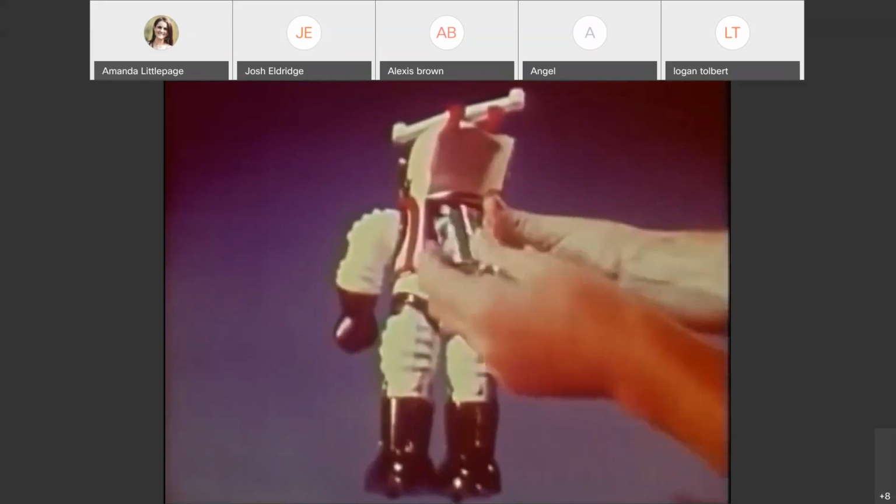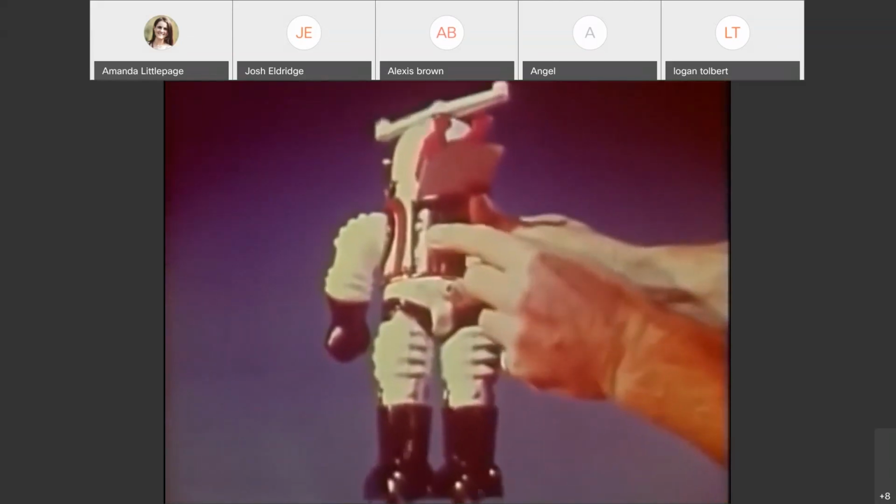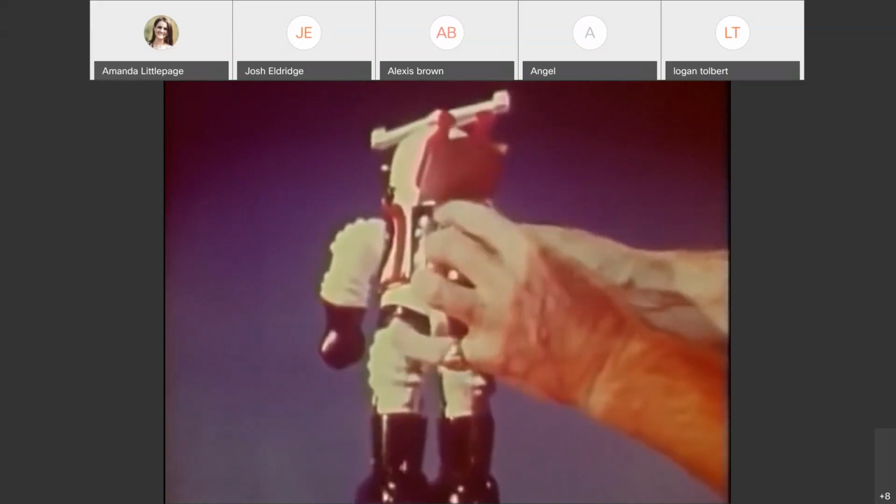The motor which moves this toy changes the energy stored in the toy's batteries into motion energy.